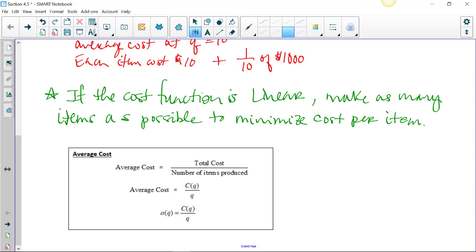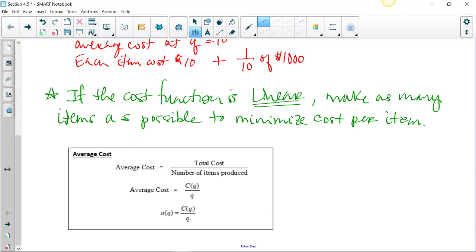Okay? So make more, cost per item goes down if the cost function is linear. Okay, so let's talk about our average cost function. How do we actually come up with that function? Well, to find average cost, we take the total cost and we divide it up by the number of items.